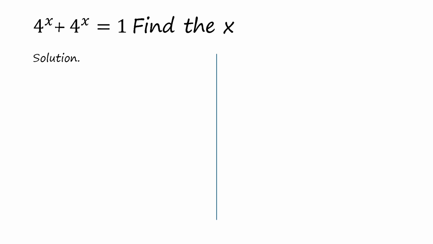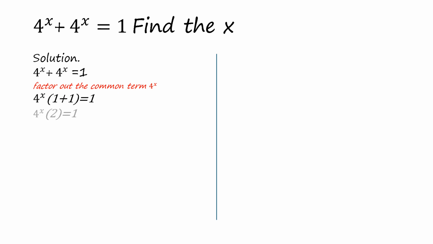To solve the equation 4^x + 4^x = 1, we can factor out the common term 4^x from both terms on the left side, resulting in 4^x(1 + 1) = 1. This simplifies to 4^x(2) = 1, that is, multiplied by 2.